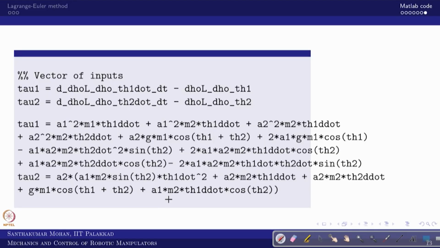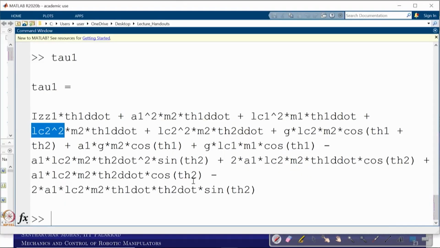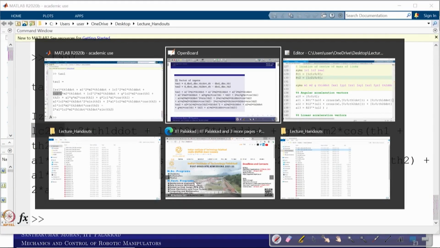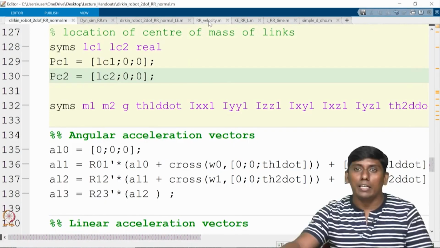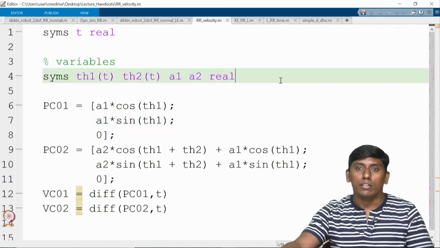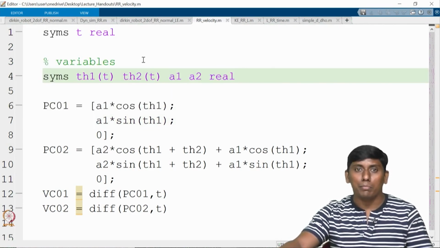This is the equation which we obtained even in the Newton-Euler method. You can recall this is what we obtained in the Newton-Euler. So now if we go to the Matlab environment, what do we need to do? We need to do several things. First we need to calculate the velocity. This is what we did in the first Matlab code.